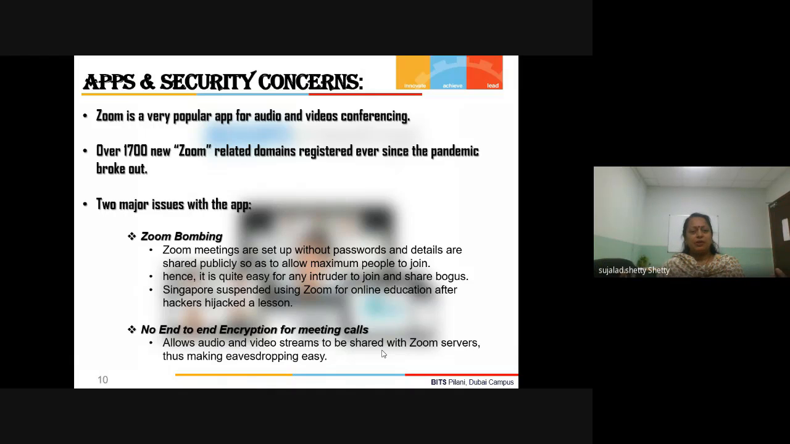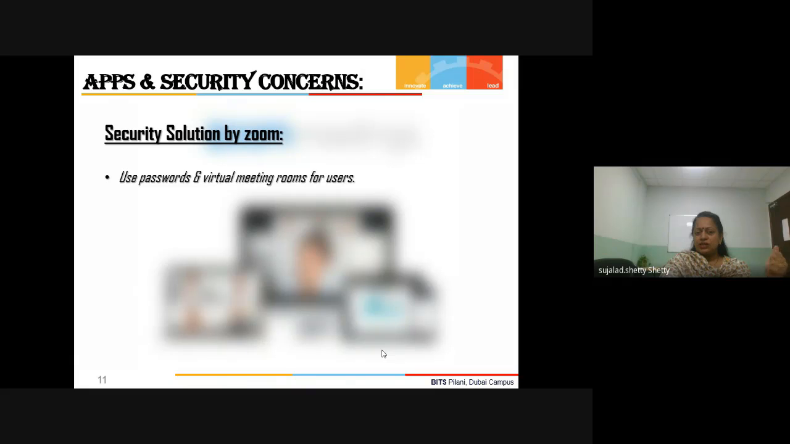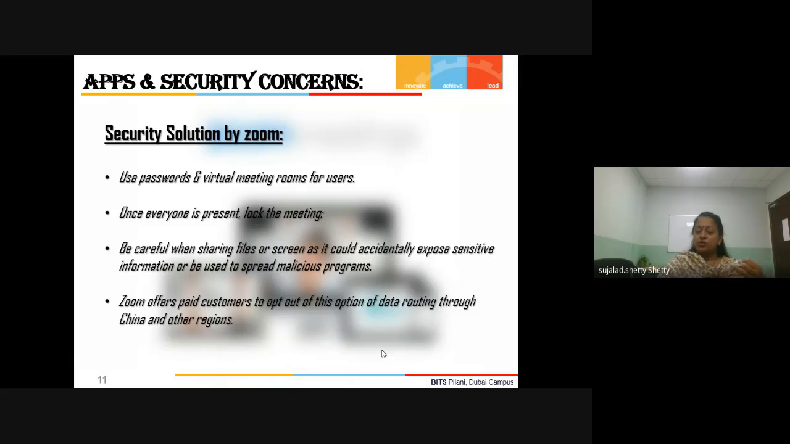But when they scaled up, there were many issues that they did not consider about security. So when people started using it, they were able to detect more and more of these flaws. And then Zoom, because it was a very innovative company, was also able to come up with solutions for these kinds of problems. Certain security features provided by Zoom were passwords and virtual meeting rooms.